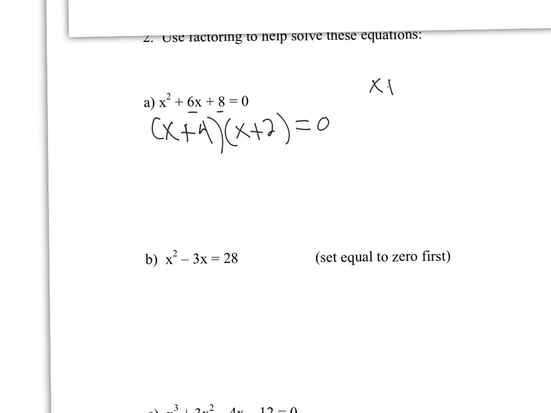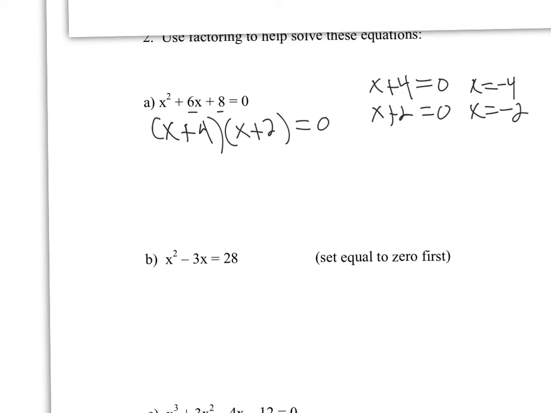We know that either x plus 4 is equal to 0, gives us one solution, so x is equal to negative 4. Our second solution comes from x plus 2 being equal to 0, which gives us x is equal to negative 2. So if I plug in either negative 4 or negative 2 into this, I will get 0 times the other term, which is going to give me 0. So there are two solutions, and we found them both.